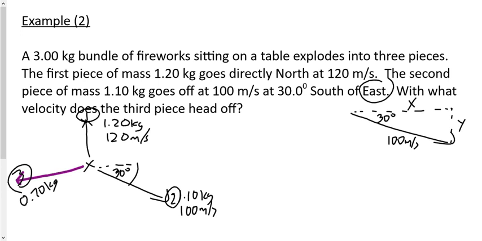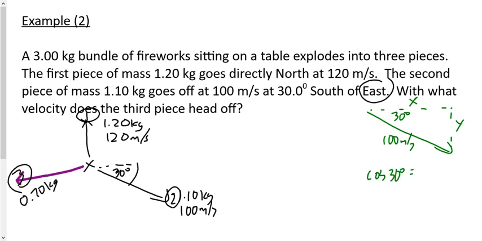Actually, let's make this another color. There's my 30 degrees. There's my x. There's my y. And there's my 100 meters per second. Now, if I want to find the x component of this, we're going to say cosine 30 degrees is equal to x over 100. X is equal to 86.6. Okay, we're going to do almost the same thing for the y component. Sine 30 degrees is equal to y over 100, or y is equal to 50 meters per second.